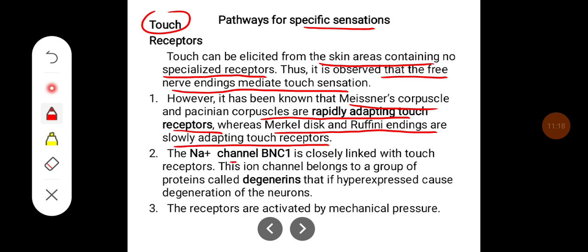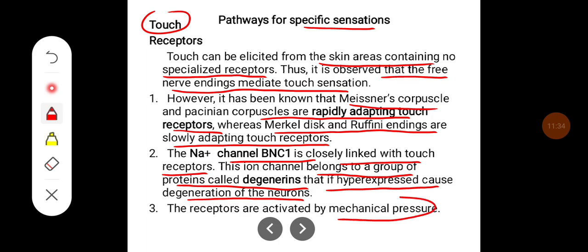The sodium channel BNC1 is closely linked with touch receptors. This ion channel belongs to the group of proteins called degenerins that, if hyperexpressed, cause degeneration of the neurons. The receptors are activated by mechanical pressure.